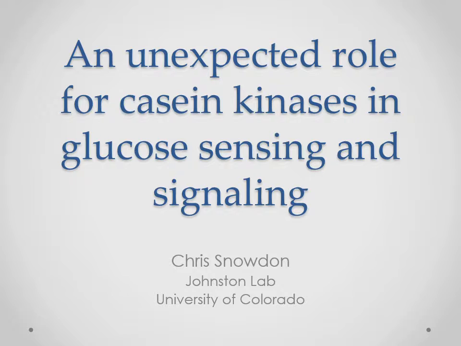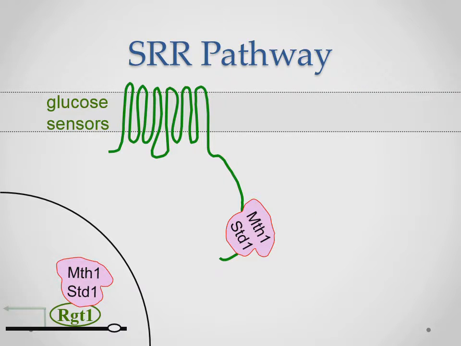And as you mentioned, I want to discuss an unexpected role that I found for these casein kinases in glucose sensing and signaling. First off, I want to take you through the SRR pathway, something we study in Mark Johnston's lab. For this pathway, we have several components. In the nucleus down here, we have a repressor complex made up of the repressor RGT1, and then the co-repressors MTH1 and STD1.